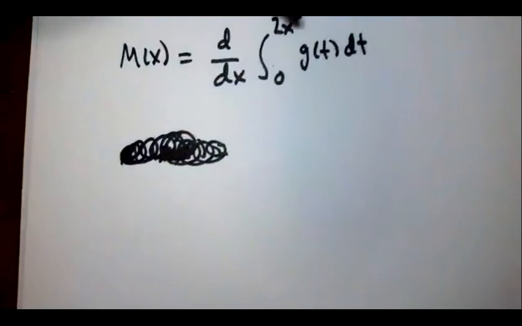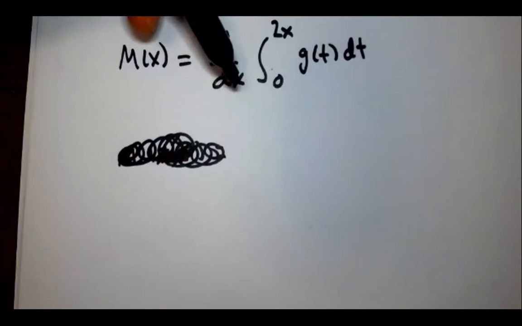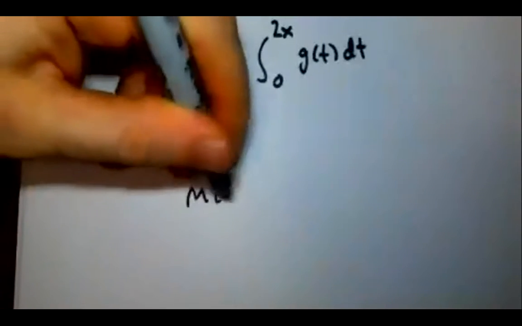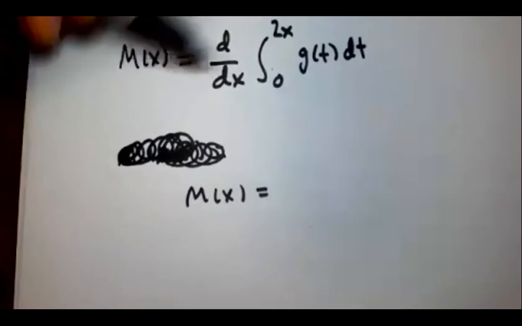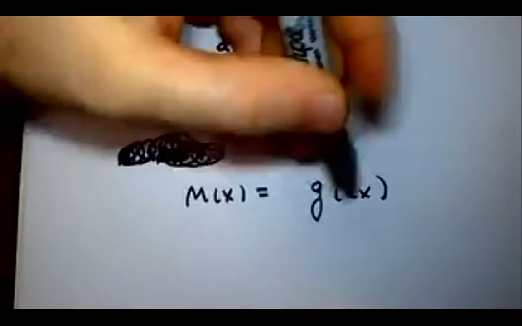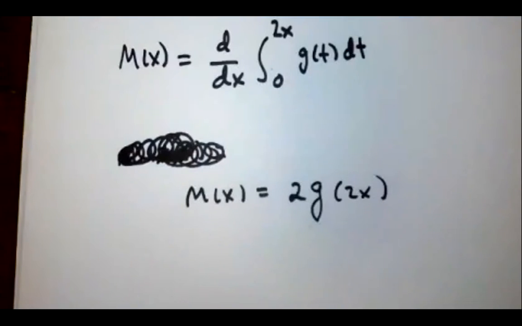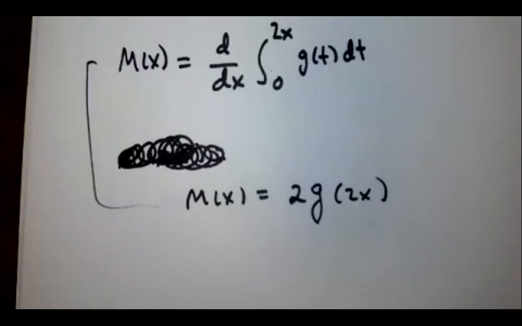So m of x is the derivative of this. d dx means take the derivative. So m of x is equal to, this says take the derivative. So this would be g of 2x times 2. That is the same thing as m of x. d dx is another way of saying the derivative.